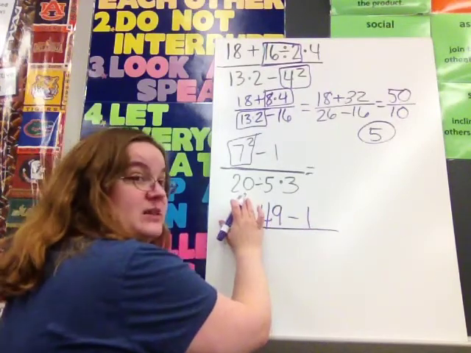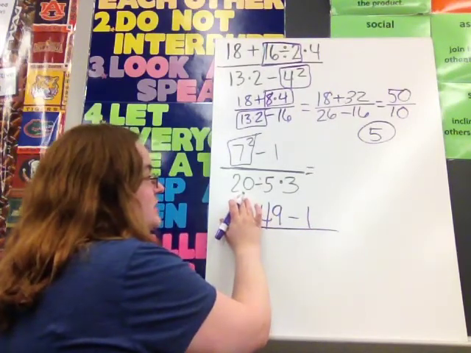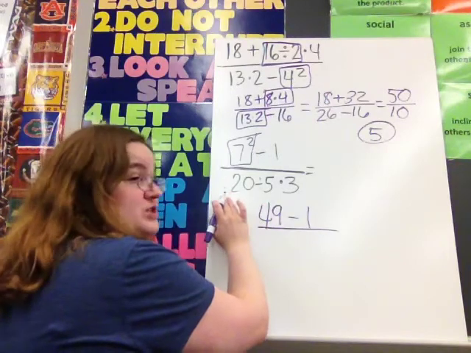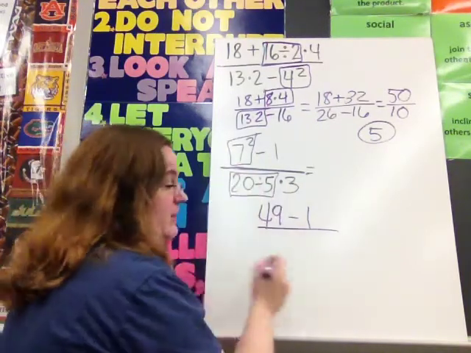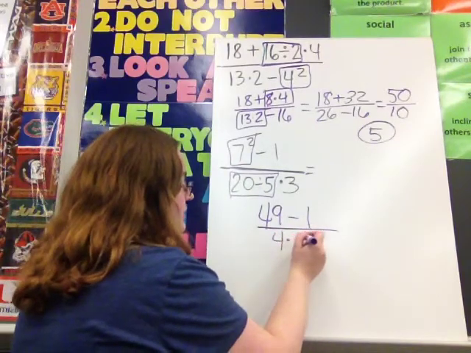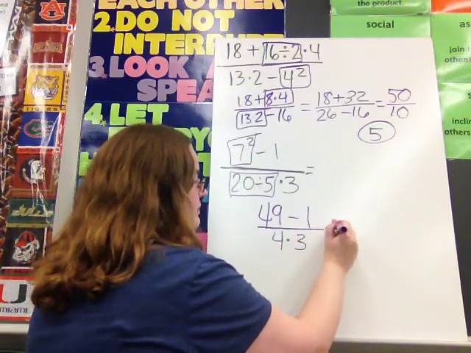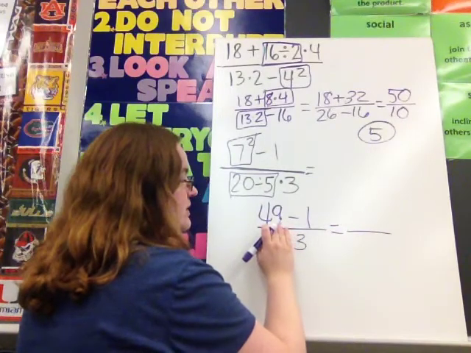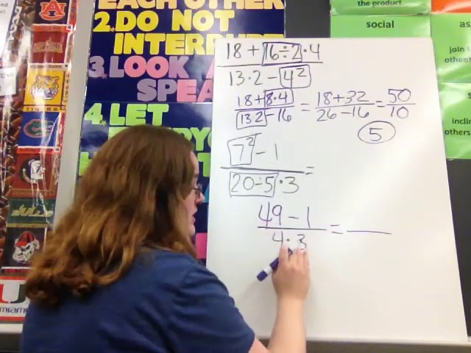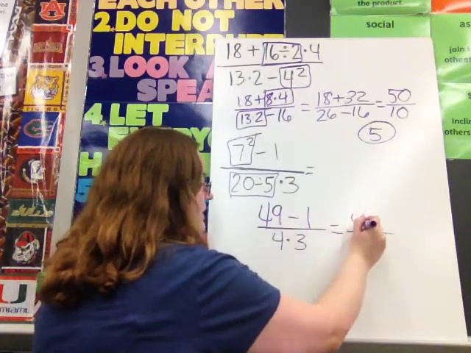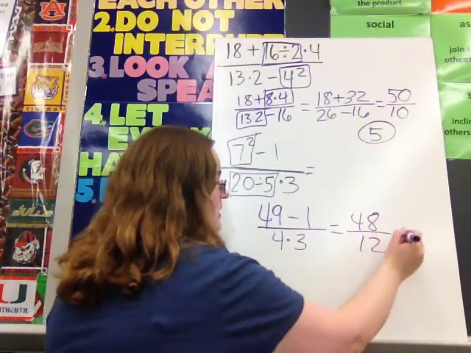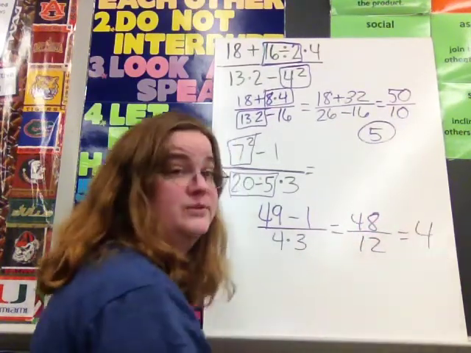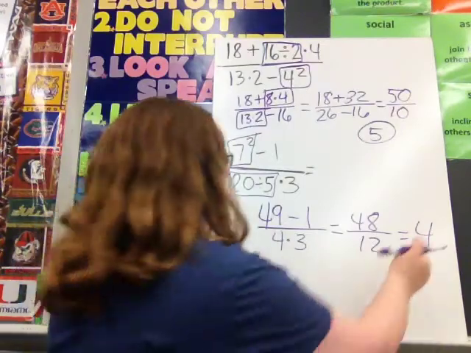Okay, moving down to here, I can see that I've got multiplication and division, and so it's whichever one I come to from left to right, and the first one I come to would be the 20 divided by 5, which is 4. Okay, 4 times 3. So I just have one operation left in both, so I can go ahead and do 49 minus 1. It's 48, and 4 times 3 is 12. And when I divide it, it comes out to 4. All right, your turn.